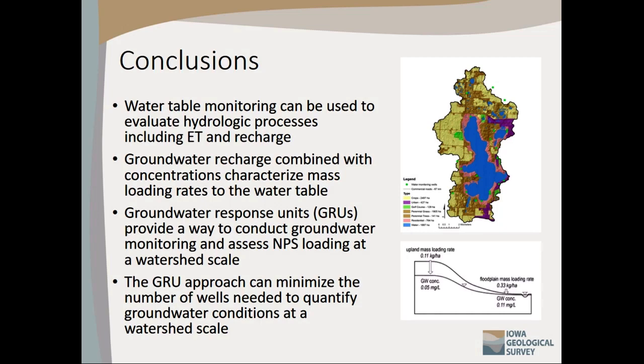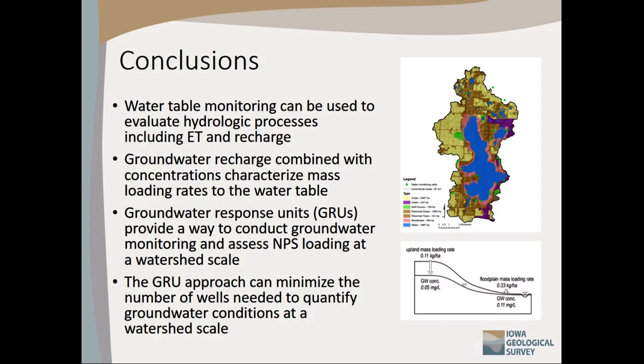Conclusions. Hopefully I've indicated that water table monitoring, especially if we do it at a frequency greater than monthly or quarterly, lets us infer some hydrologic processes. We can infer some things about soil moisture based on the response of the water table. We can say something about evapotranspiration if we detect a signal there, and we can certainly say something about groundwater recharge. All of these are important hydrologic processes at the watershed scale that we can get some clues about should we monitor the water table at a high frequency.